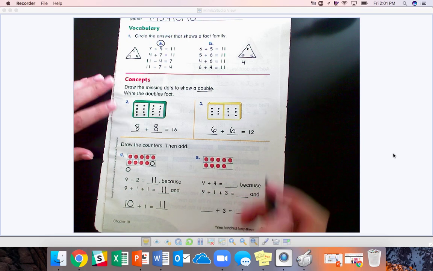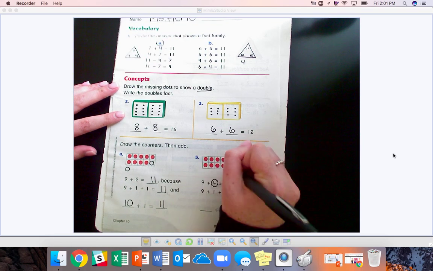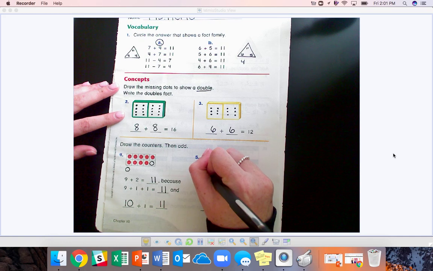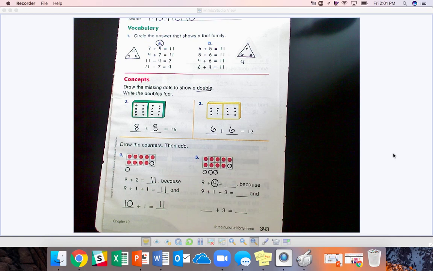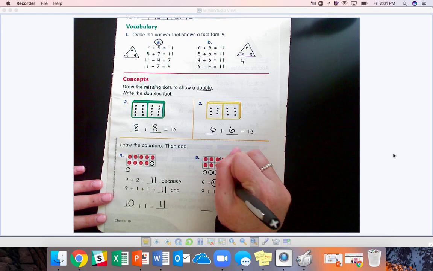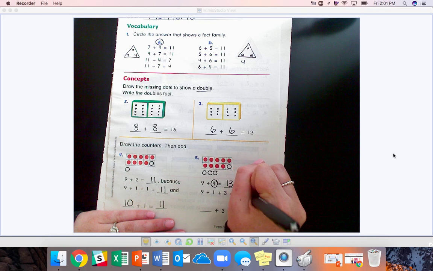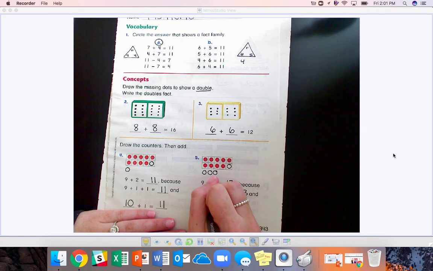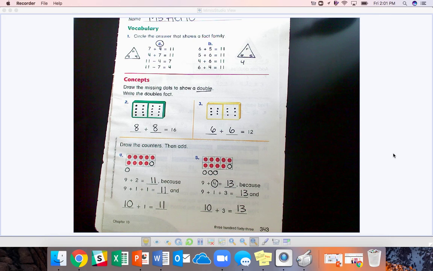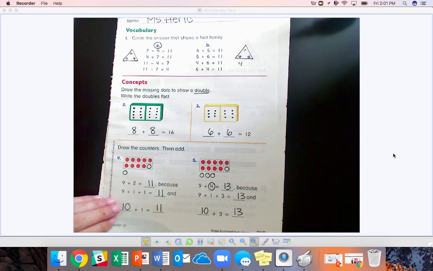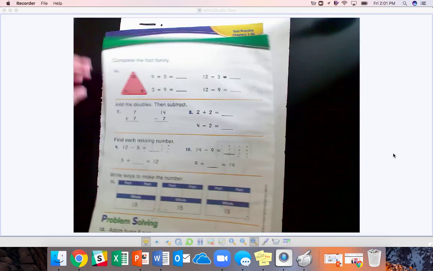9 plus 4. The first step is to draw the counters of what you are adding. 1, 2, 3, 4. 10, 11, 12, 13. 9 plus 4 is 13. We're making a 10 to add. 9 plus 1 plus 3 is also the same as 10 plus 3. At any point, if you need to check your answers or need more help, you can pause the video. Now on to the back.